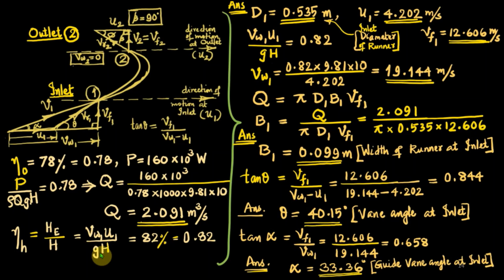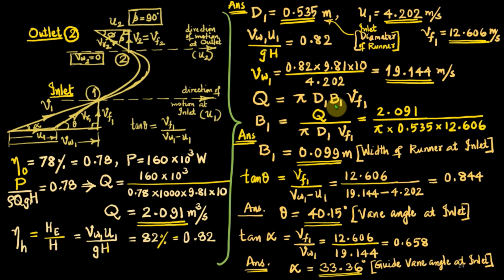And the discharge we already obtained is 2.091 meter cube per second. We know that the discharge Q based on the inlet dimensions and the inlet flow component of velocity is equal to pi d1 b1 Vf1. And here the diameter at inlet we found out already, that is 0.535 meters or 53.5 centimeters. That is the diameter of the Francis turbine runner at inlet.